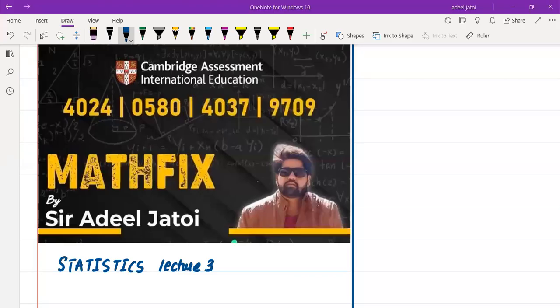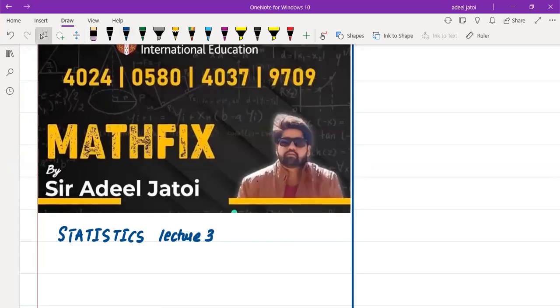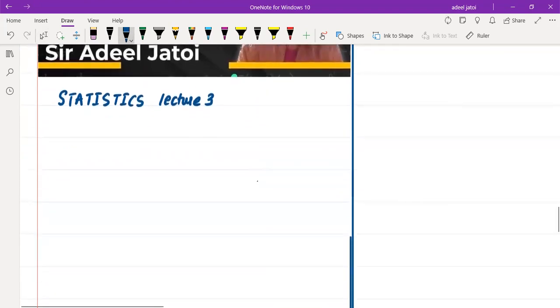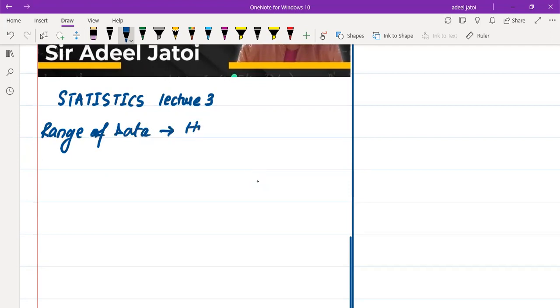Statistics, lecture 3. Before this, what we have already done is the mean, median, mode of ungrouped data, and the mean, median, mode of grouped data, in which single data and the range of data have been used. Now, in this lecture, we'll be working on range of data, but range of data will be used for histogram.